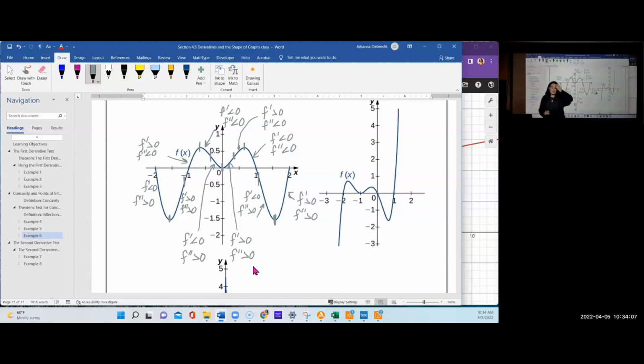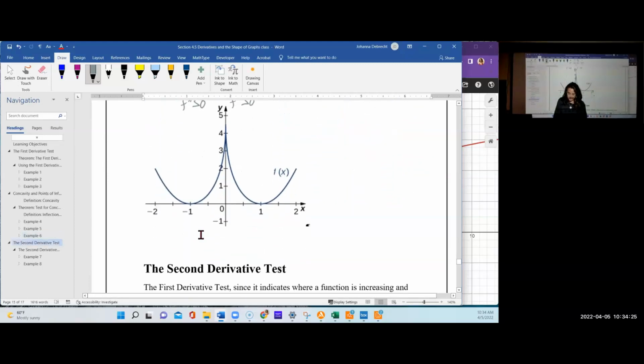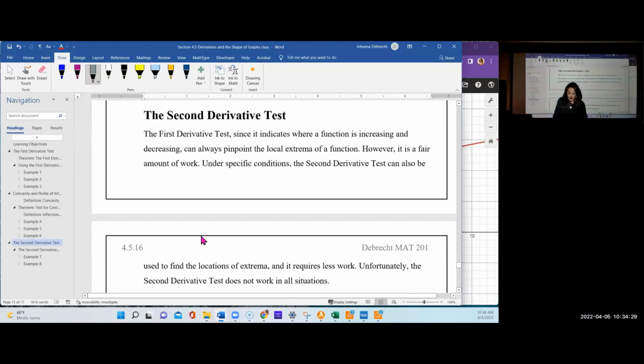So I could give you something like this and say between A and B, tell me about the sign of the first and second derivative. The first derivative is positive or negative. Second derivative is positive or negative. And then ask you, what does that mean? Increasing, decreasing, concave up, concave down. All right. Okay. Let's talk about the second derivative test.